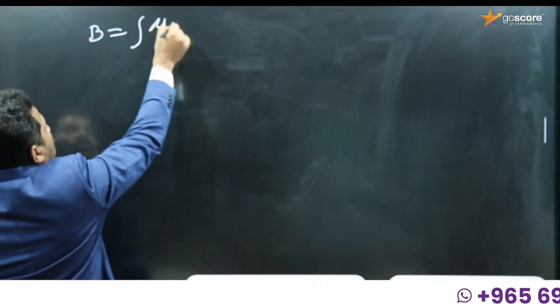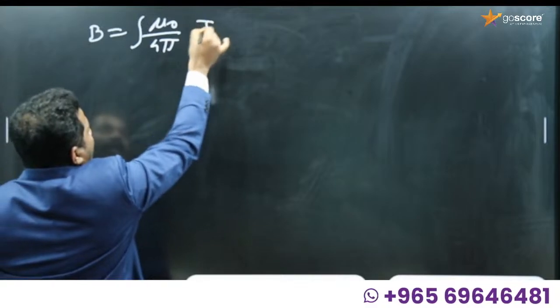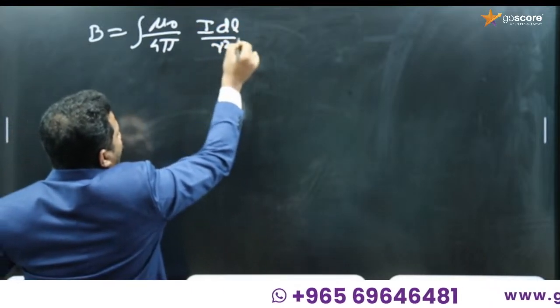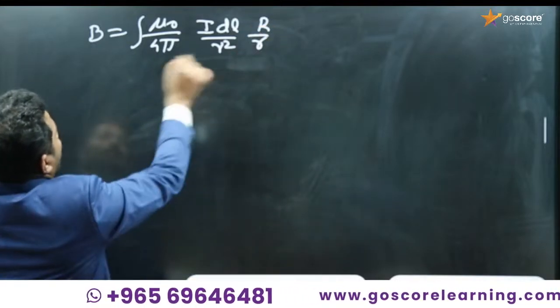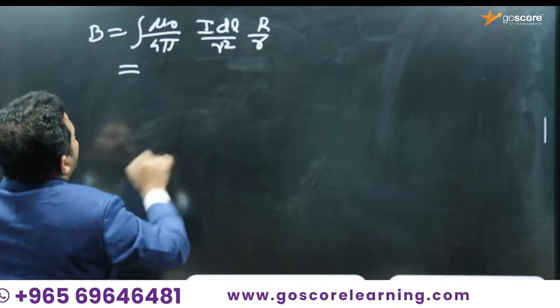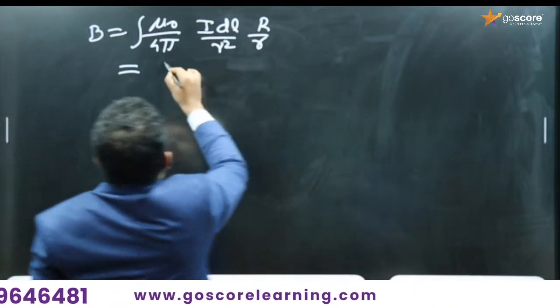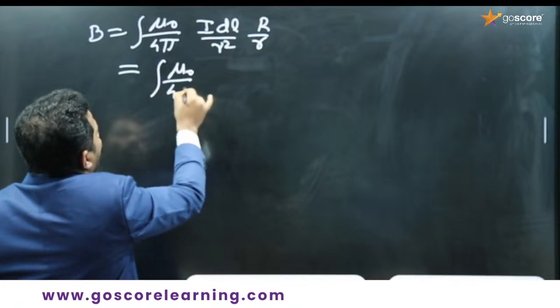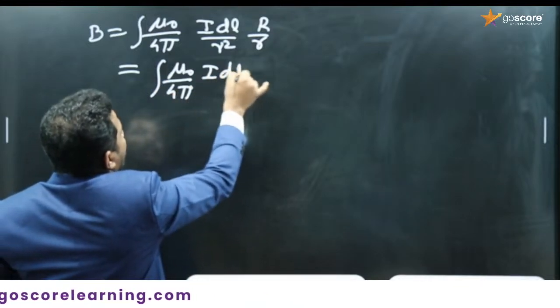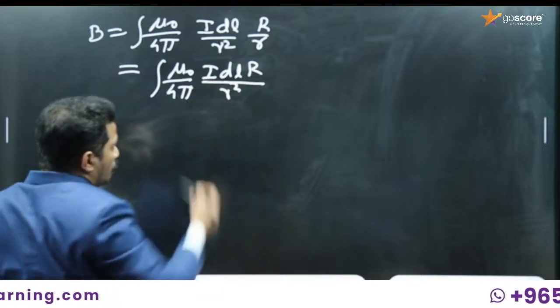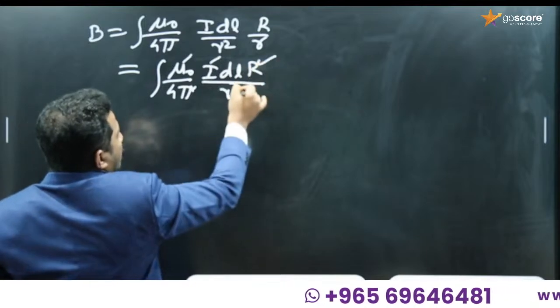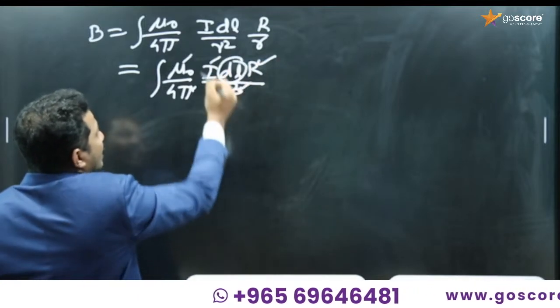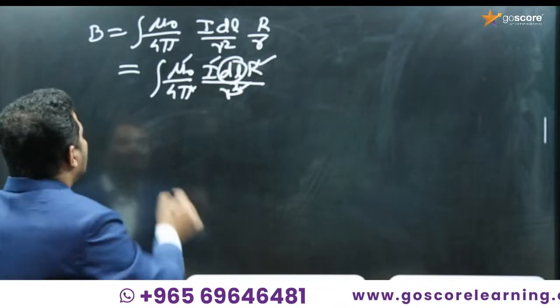So what we got is B is equal to the integral of mu 0 divided by 4 pi, I dl by R square. What is sin phi? It is r by R, right? So simply mu 0 by 4 pi, I dl r divided by R cube. So mu 0 is a constant, 4 pi is a constant, I is a constant, r is a constant, and R cube is also constant. So the varying thing is only dl.